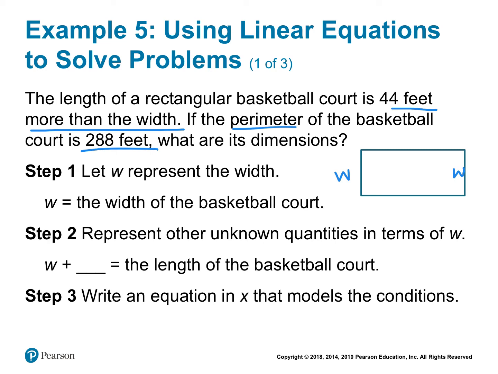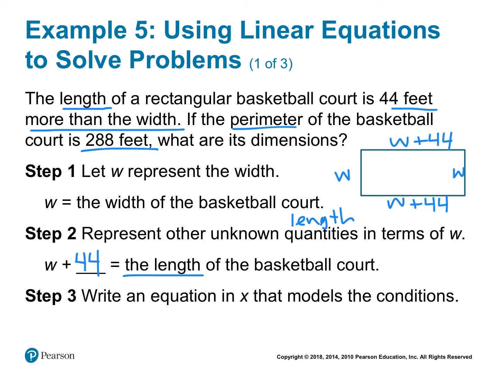And now we need to make sure we only have one letter involved. We can't do W plus L because then we're going to have two letters involved, which isn't going to help us. So in step 2, we have to represent the other unknown quantity, which is the length, in terms of our W that we used. So we said that the length is 44 more than the width. So if you take the width plus 44, that equals the length. Now we can write an equation in x that models that. So our length is our W plus 44. So those are going to be both of our lengths of the rectangle.